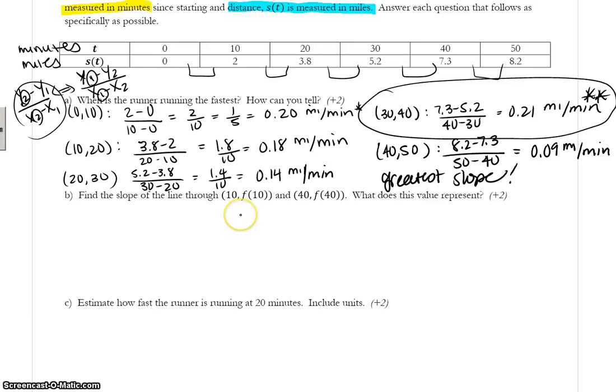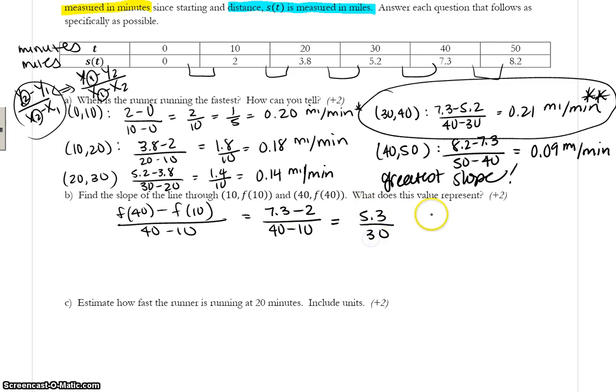So remember f of 10, that means when x is 10, what's your y? So we are going to solve this. So my y2, f of 40, so here let me write this out, f of 40 minus f of 10 over 40 minus 10, which gives me 7.3 minus 2 over 40 minus 10, which gives me 5.3 over 30 miles per minute. Don't forget units. Always have units. Even if it doesn't say include units, you should always put your units.